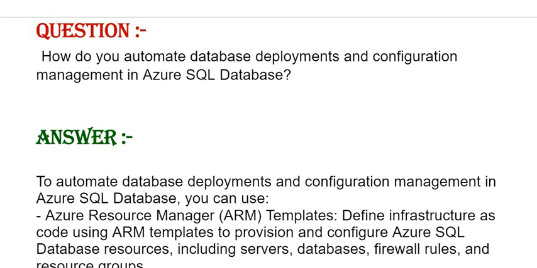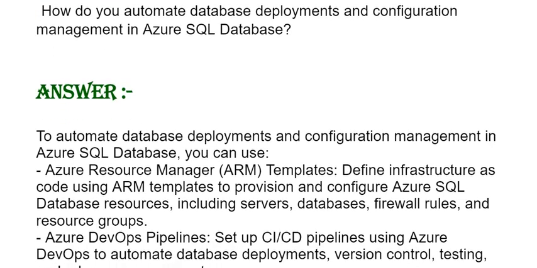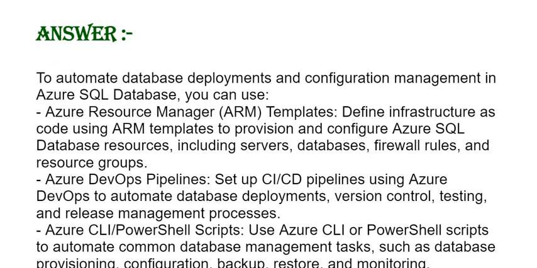Our next question is, how do you automate database deployment and configuration management in Azure SQL database? Your answer should be, to automate database deployment and configuration management in Azure SQL database, you can use Azure Resource Manager (ARM) templates. Define infrastructure as code using ARM templates to provision and configure Azure SQL database resources, including servers, databases, firewall rules, and resource groups.